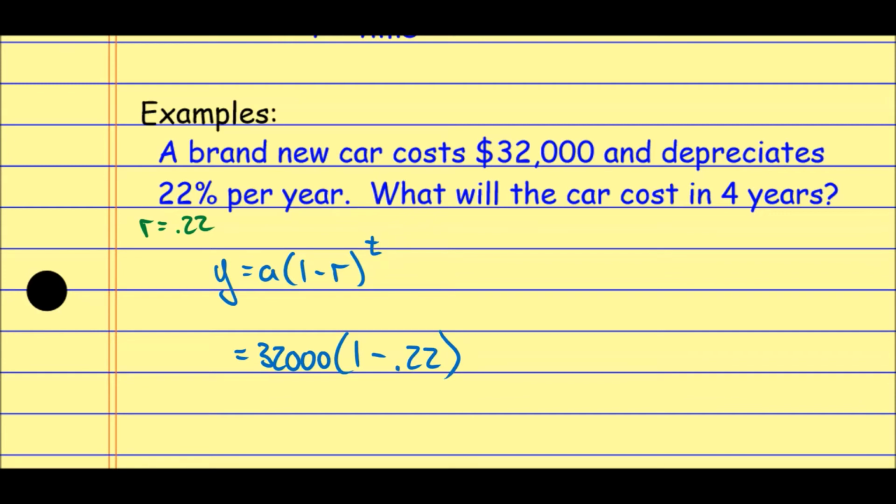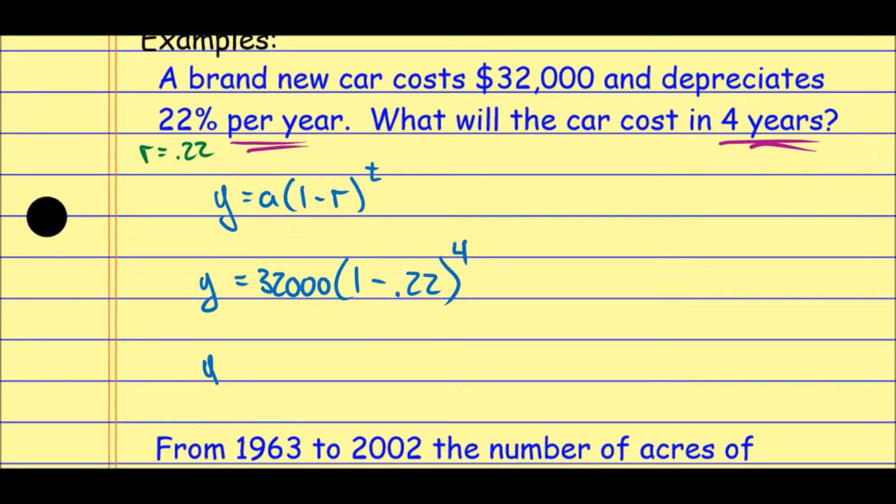And now the time is 4 years. And once again, just like exponential growth, I have to make sure the units match. This was per year. This is in years, so we're good to go. And now I'm going to do one step by hand, and then we'll plug it into the calculator. The one step I'm going to do by hand is that subtraction. If I subtract those, that's 78%, 0.78.